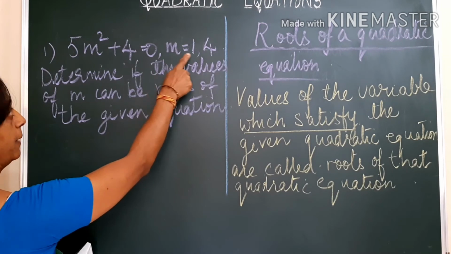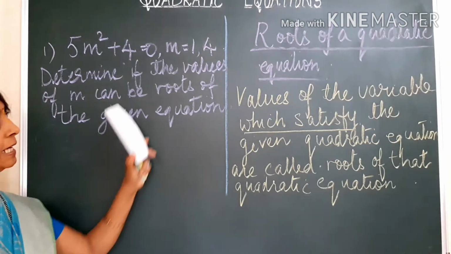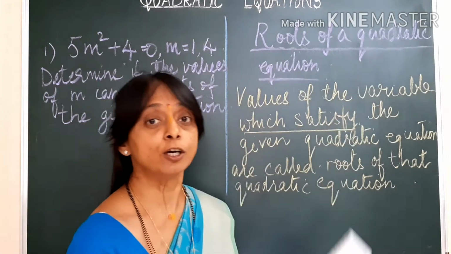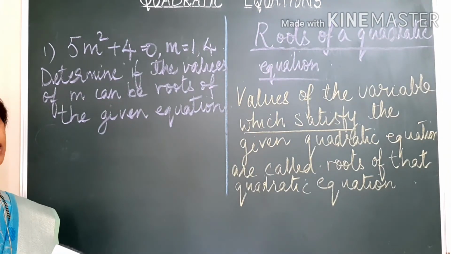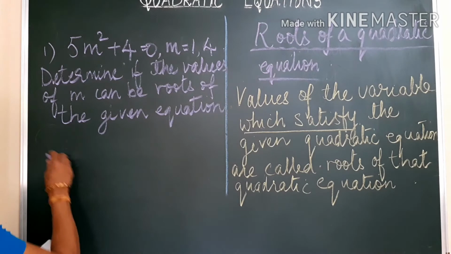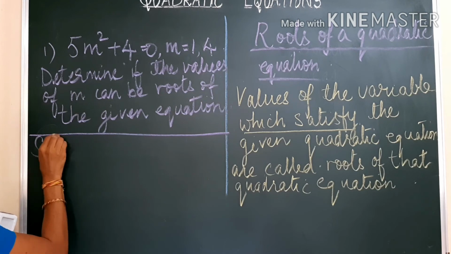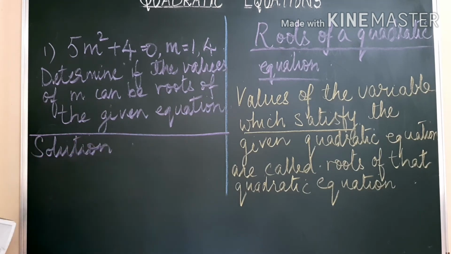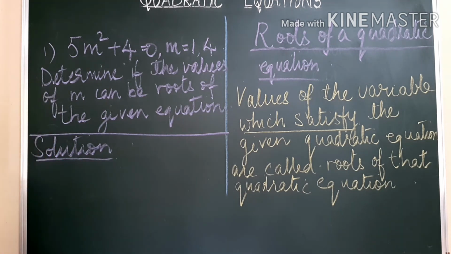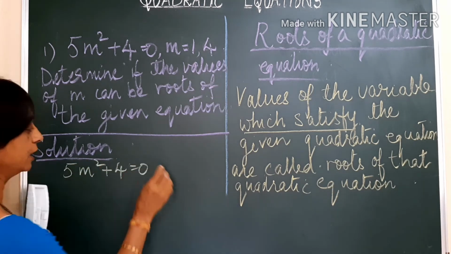The values given for m, the variable present in the equation, is 1 and 4. You have to determine if m equal to 1 or m equal to 4, or both of them can be called as roots of the given quadratic equation. Now children, you have already studied in case of polynomials how you determine the roots. Same procedure will be applied over here. So let's see how to solve. First, write down the equation. Five m square plus 4 is equal to 0.